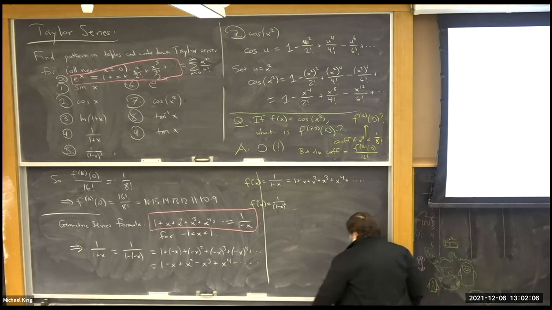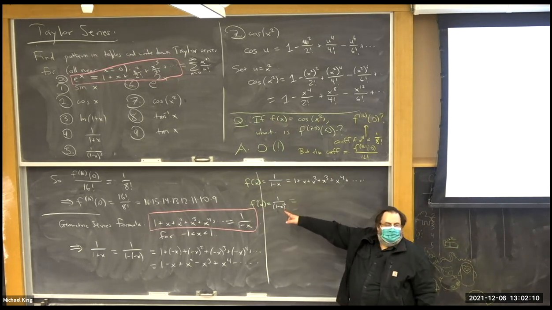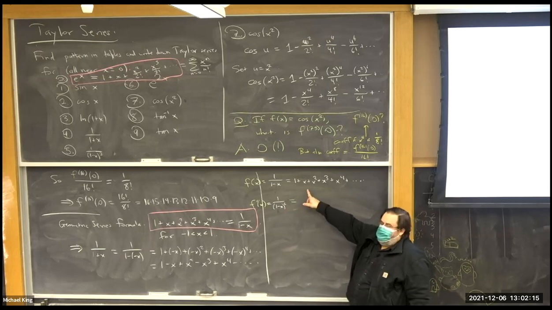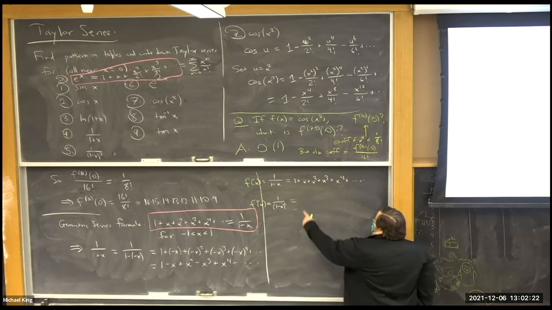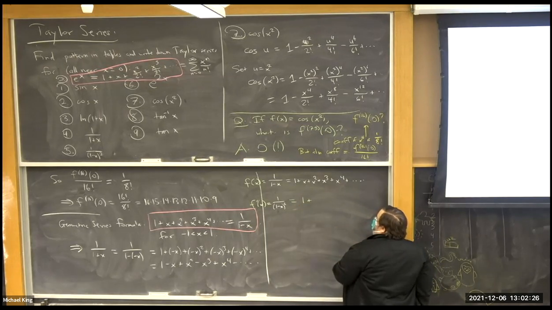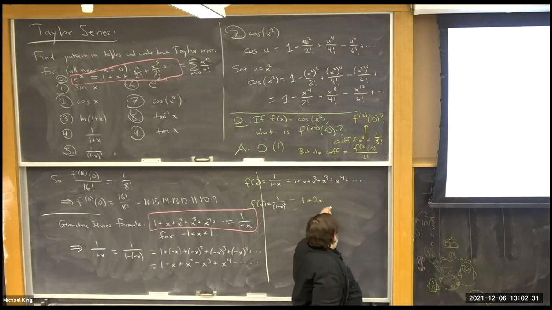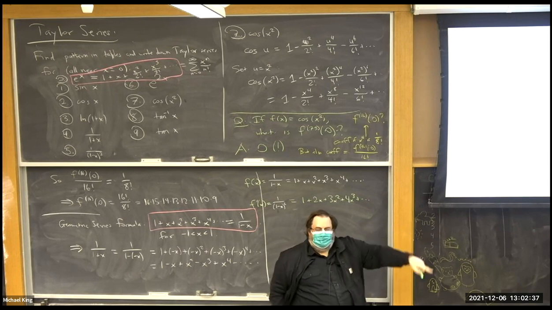Okay. Here's what I claim. Differentiate the left-hand side, differentiate the right-hand side. What happens if you differentiate the right-hand side? What do you get? 1 becomes 0, x becomes 1, x squared becomes 2x, x cubed becomes 3x squared, x to the 4th becomes 4x cubed, and there you go, you get the exact same answer.